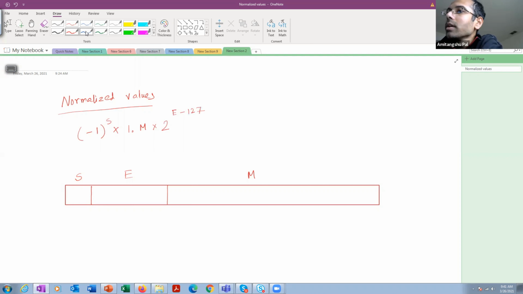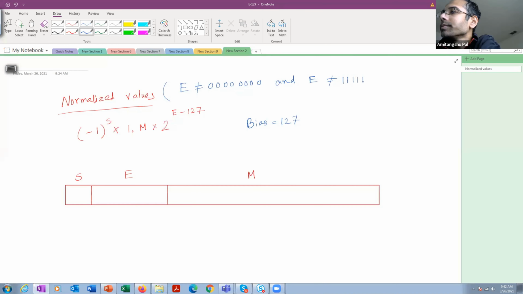Okay, so here 127 is the bias term. All right, and also we have learned that in case of normalized values, e is not equal to all zeros and e is not equal to all ones.